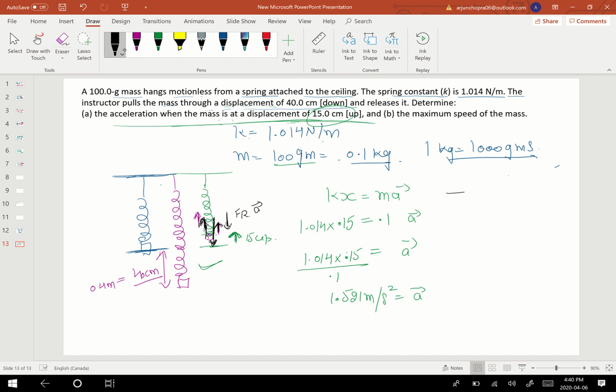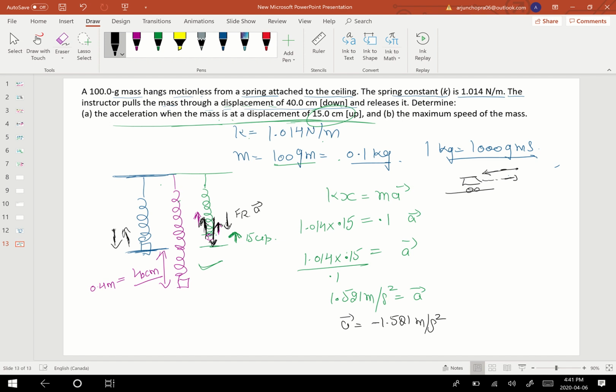It's the same as when you're driving a car and you apply the brakes. Although you are moving in the forward direction, your acceleration is in the opposite direction. So imagine this, you're driving in this direction, but you're slowing down, so acceleration will be downwards. So the acceleration value will come out to be negative 1.521 meters per second squared. So we figured out the first part.